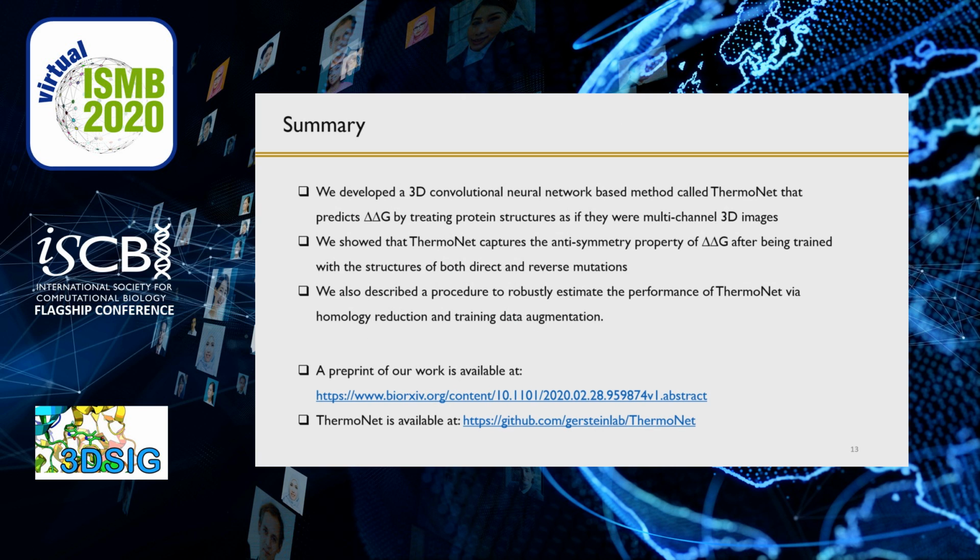Now, let me briefly summarize what I have just presented. We've demonstrated that delta delta G can be predicted with 3D convolutional neural networks by treating protein structures as if they were multi-channel 3D images. We also demonstrated that ThermoNet captures the antisymmetry property of delta delta G after being trained with the structures of both direct and reverse mutations. We also described the procedure to robustly estimate the performance of ThermoNet by homology reduction and training data augmentation.